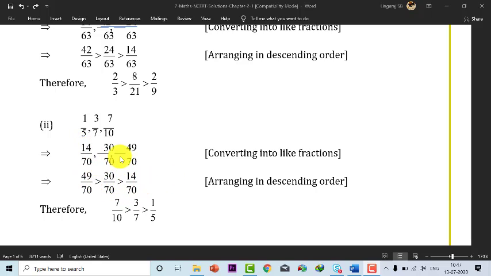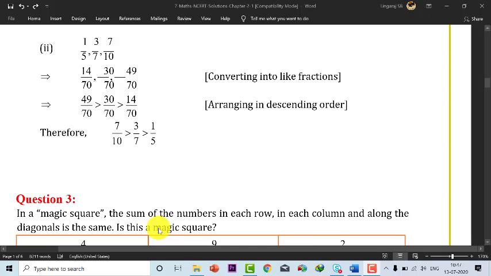So actually here 49 by 70 means 7 by 10, which is the biggest one, and then 30 by 70, which is the given 3 by 7, is the second one, and the last one is 14 by 70, which is given as 1 by 5. So therefore 7 by 10 is greater than 3 by 7, which is greater than 1 by 5.